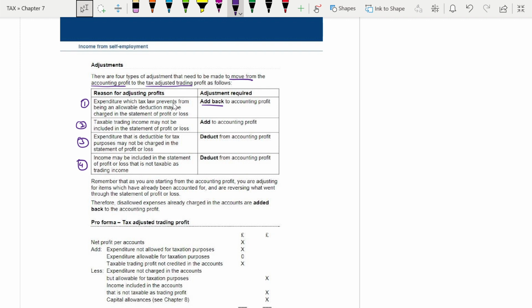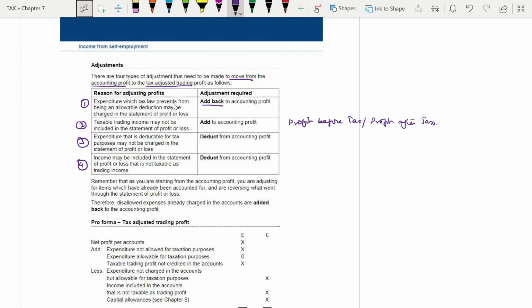In accounting, what will happen? We will have profit before tax and profit after tax. This is the accounting approach. Whereas for taxable trading income, we have seen that so many adjustments will be there. Then we will say what the taxable total trading income is.